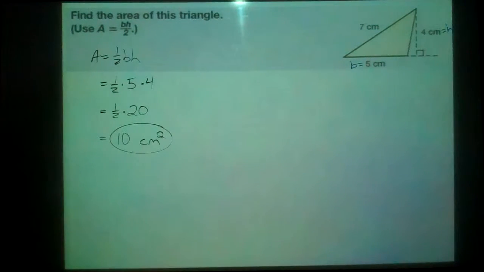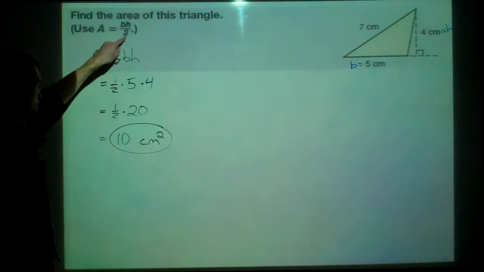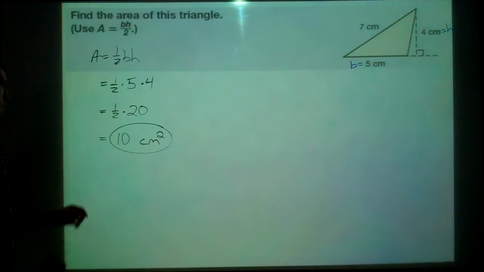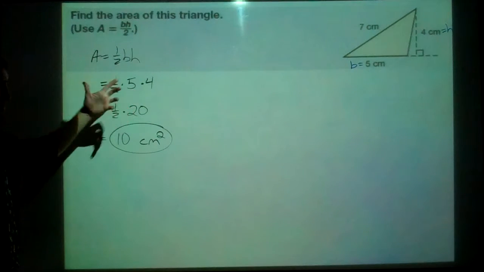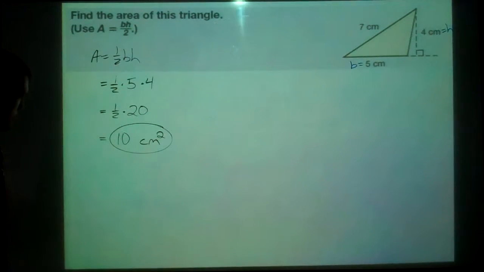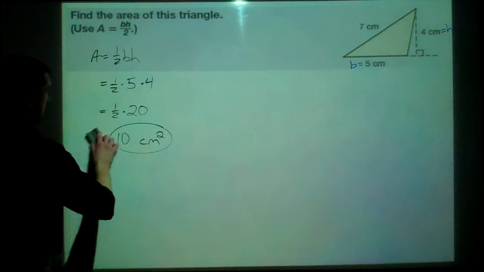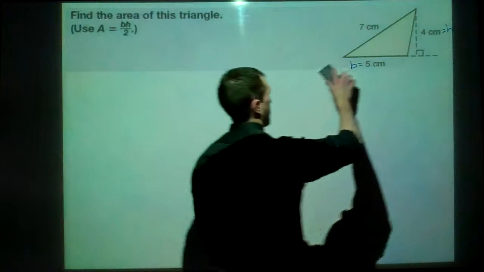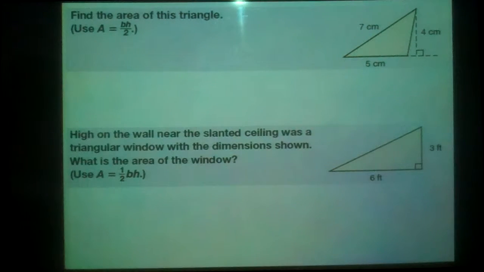Alright? If we would have done it like this, we would have done base times height. 5 times 4 was 20, divided by 2, we still would have got 10. Other ways we could have done it, 1/2 of 4 is 2, 2 times 5 is 10. Alright? Lots of different ways we could go about that. So that's why it's important to identify your base and your height. Remember, they are always going to make a 90-degree angle with each other.